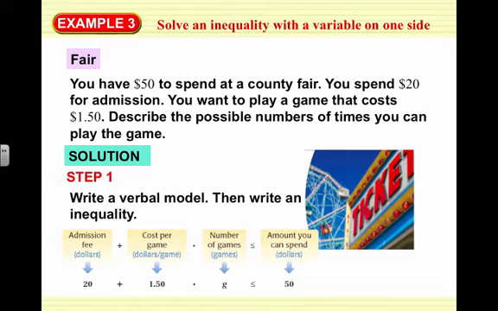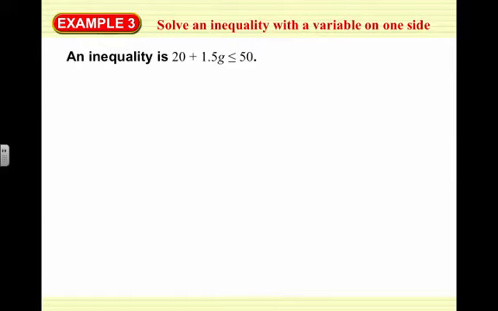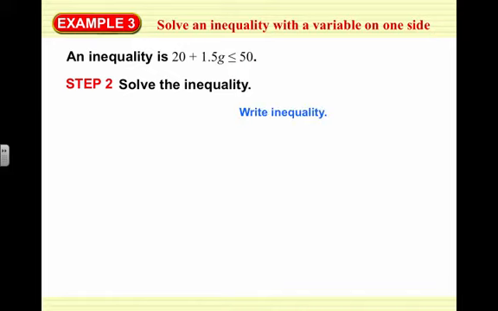So you've got to pay the admissions fee. So you've got the $50 in your hot little hand. You've got to pay the $20 for the admissions fee. And then every time you play the game, you have to pay the cost per game, however many times you play it. And all of that has to be less than or equal to 50. So you've got your $20 plus the $1.50 you're going to pay for each game, and that has to be less than or equal to 50. So your inequality statement is 20 plus 1.5 times G is less than or equal to 50.